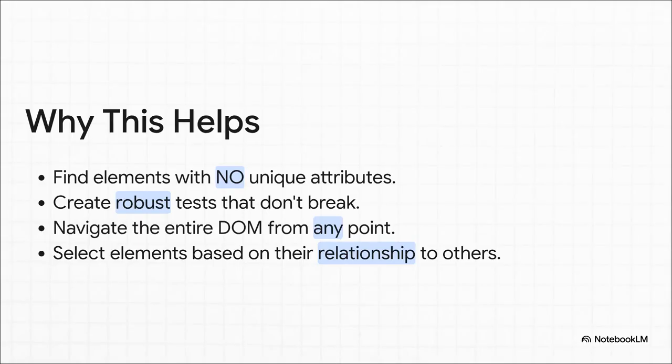Well, the benefits are just huge. You can finally target those elements that everyone else calls unfindable. Your tests become way more robust, way less flaky, because they depend on the structure of the page, not on some fragile ID that a developer might change tomorrow. You're basically creating locators based on stable relationships, and that is the key to unbreakable tests.